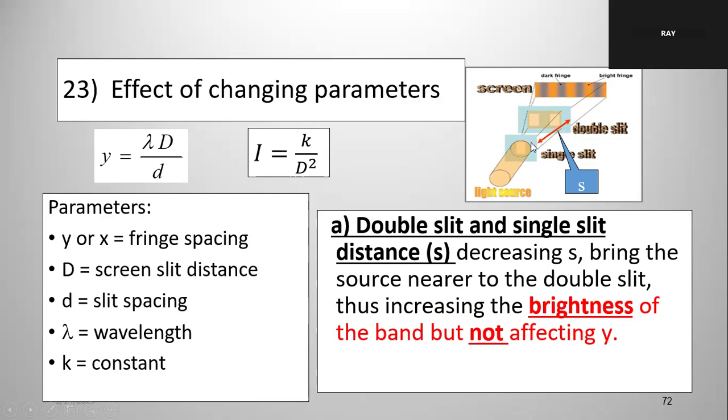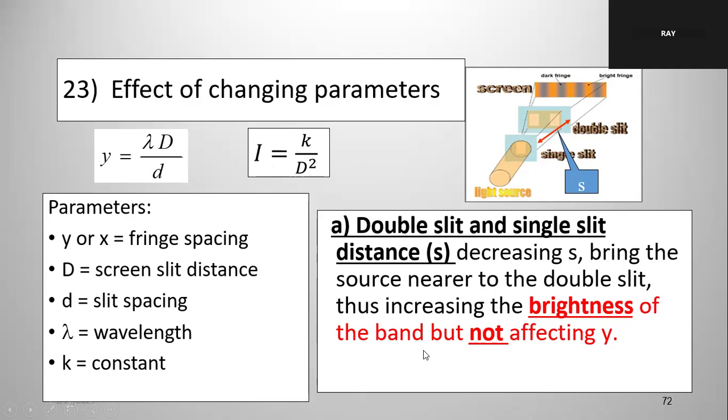Decreasing S. Make the source of light nearer to the double slit. Bring the source nearer to the double slit, thus increasing the brightness. Right? The source is nearer to the double slit, so you increase the energy. The distance is shorter. The intensity of light is stronger.